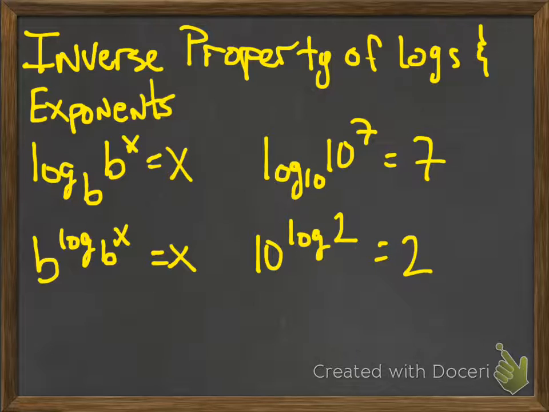You'll kind of see the importance of that, but notice I have log base 10 of 10 raised to the 7th power. The log base 10 and the 10 kind of cancel each other out, leaving me just 7. 10 raised to log 2, notice there's no base there, so I'm saying that's base 10 because we presume when we don't see a base it's base 10. So those cancel each other out, just leaving you the 2.